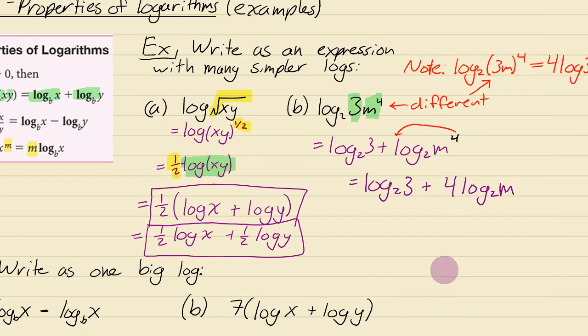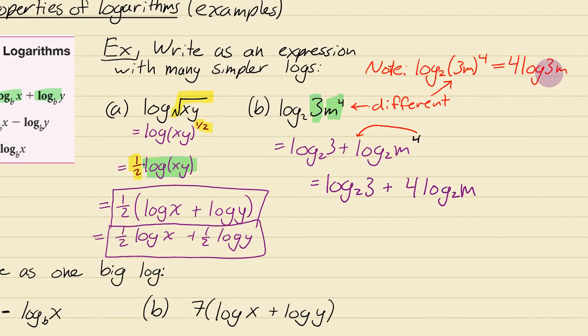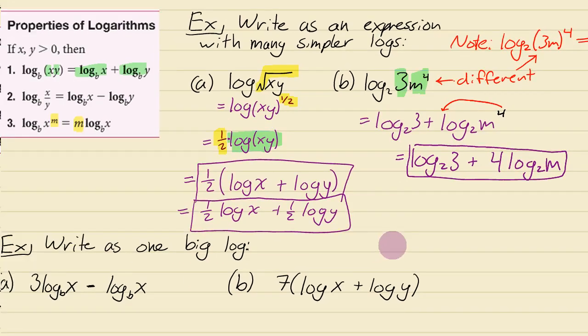And that is a different thing than what we would have gotten if you made that mistake in the beginning. You'd have the 4 multiplied by both of them. But that's how that one works out. We got it separated into simpler logs now.